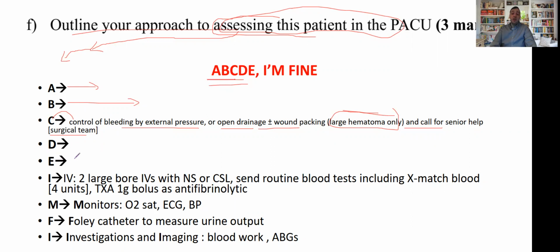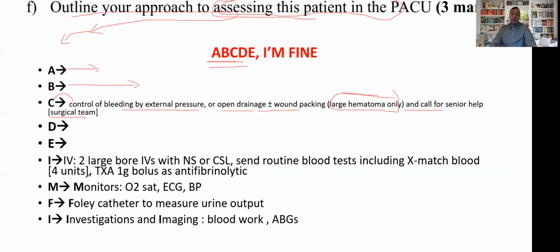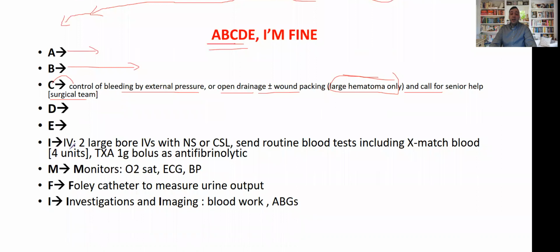I would like to keep the patient warm, and I would like to consider moving the patient to a safer environment like HDU, the high dependency unit, or surgical ICU. And I would like to escalate the care of this patient and call for senior help, which is the surgical team, who has to be informed as soon as possible here. Then IVs, and I am fine.